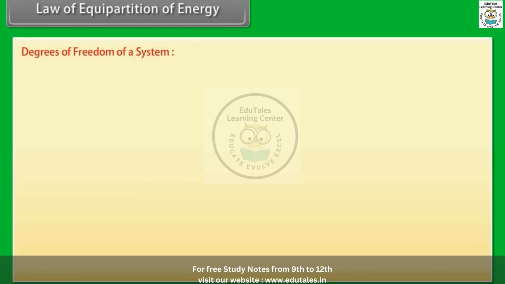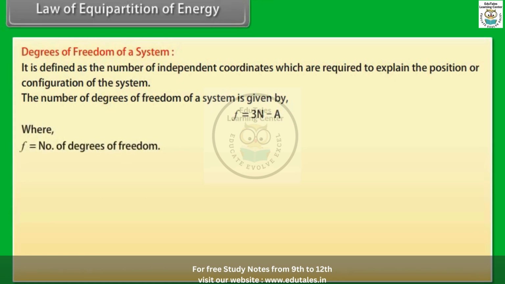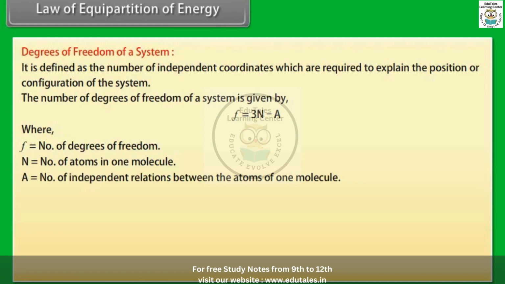Degree of freedom of a system. It is defined as the number of independent coordinates which are required to explain the position or configuration of the system. The number of degrees of freedom of a system is given by f is equal to 3n minus a, where f is equal to number of degrees of freedom, n is equal to number of atoms in one molecule, a is equal to number of independent relations between the atoms of one molecule.